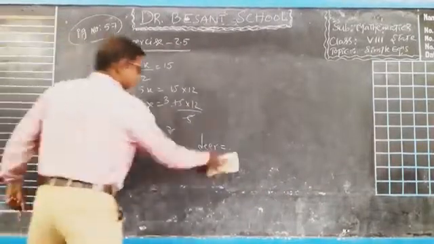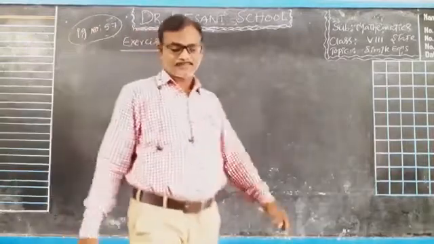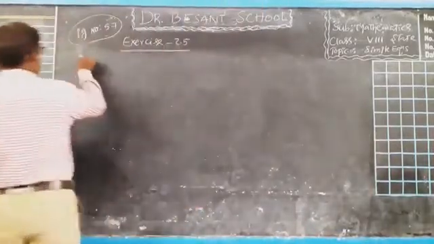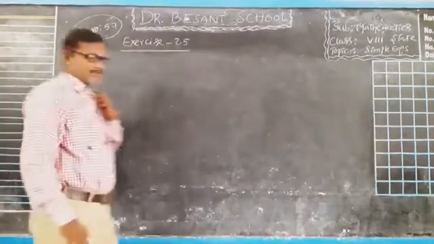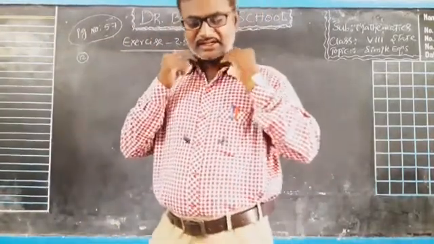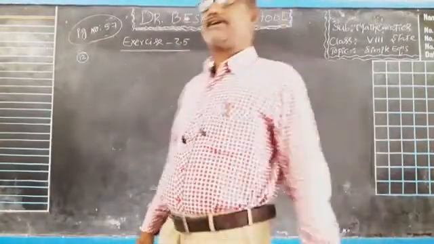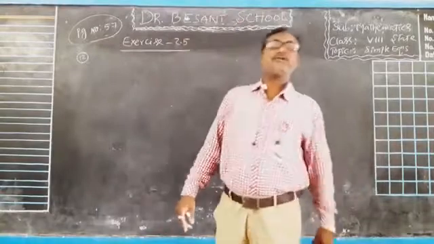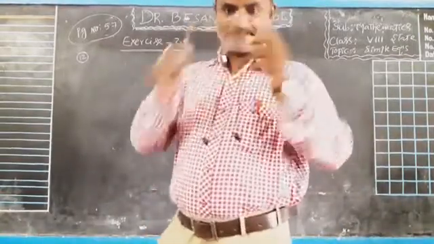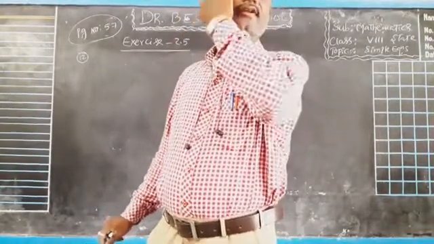Okay children. See, next I am going to explain the 12th problem from this exercise 2.5. Children, you see the 12th one. By selling a radio for 903 rupees, a shopkeeper gains 5%. Find the cost price of the radio. What is the cost price of the radio?